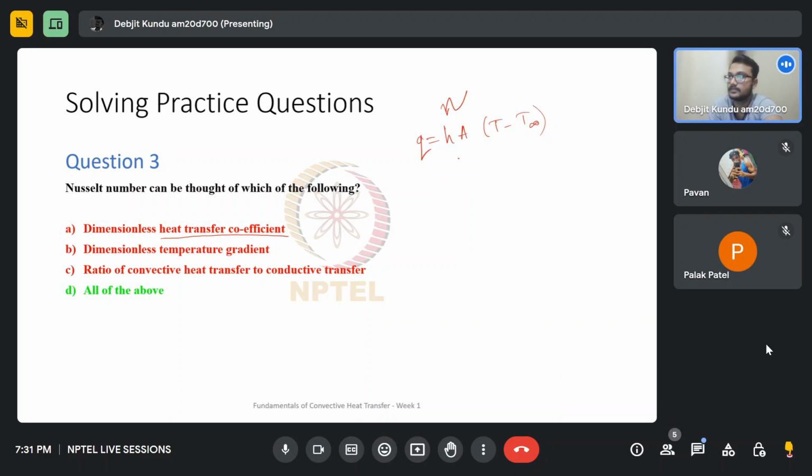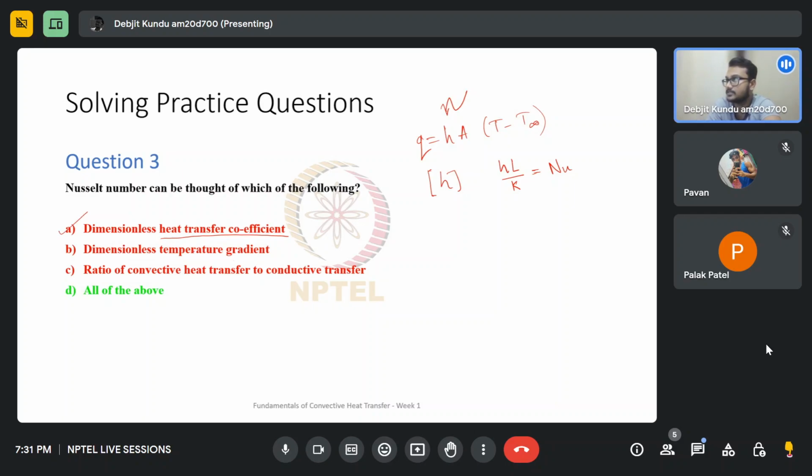Now this H is actually a dimensional parameter. We will discuss its dimensions later on. So this can be non-dimensionalized in this form. This becomes a dimensionless parameter, and as it so happens, this is exactly how the Nusselt number is defined. So the Nusselt number can be thought of as the dimensionless heat transfer coefficient.